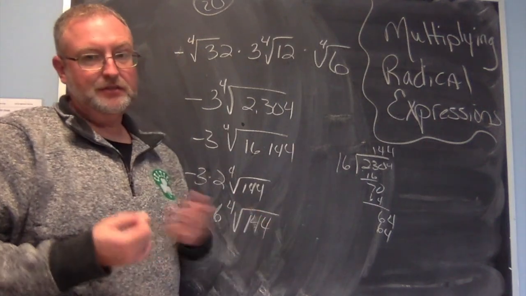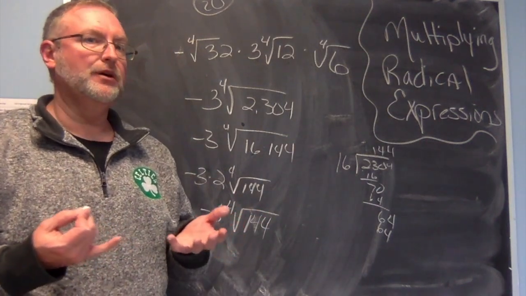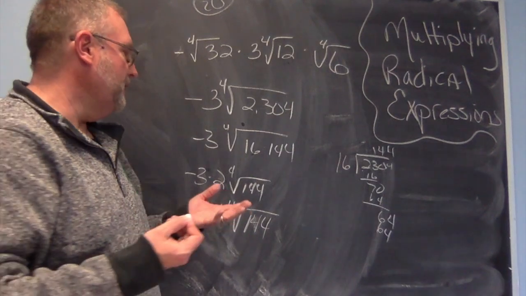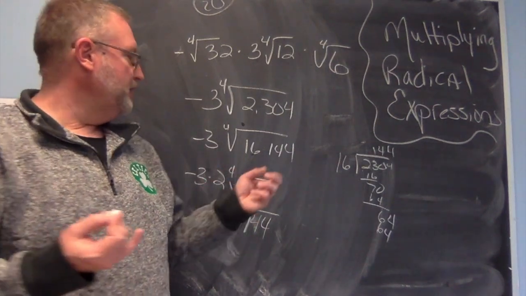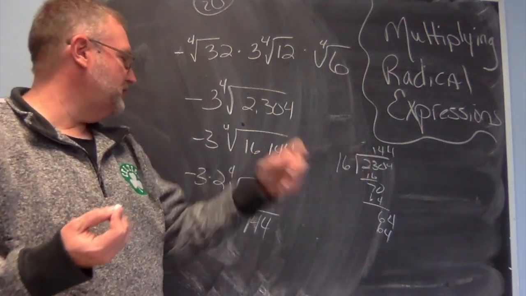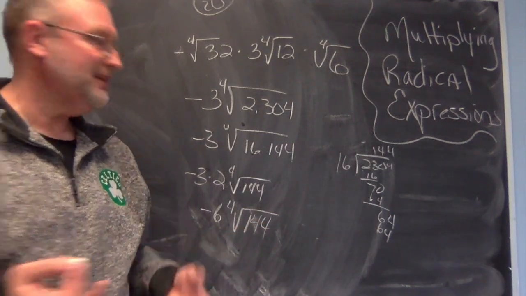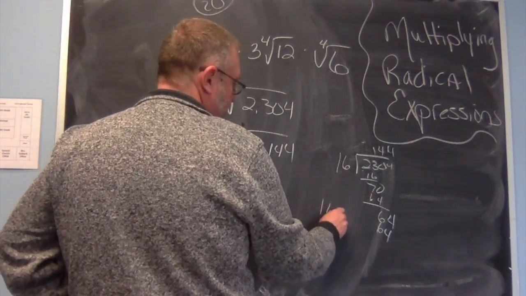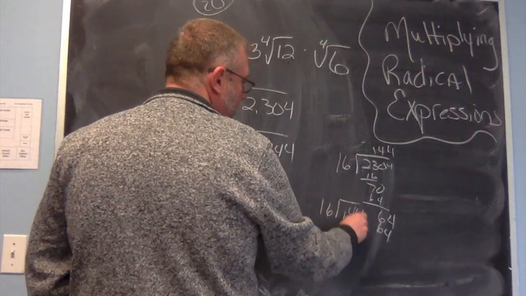Now I have to make sure there's nothing left to take out of the 4th root. I don't have many options here. If I do 2, I know 2 to the fourth is 16. So will 16 go into 144? I at least have to check that. All right, 16 into 144.